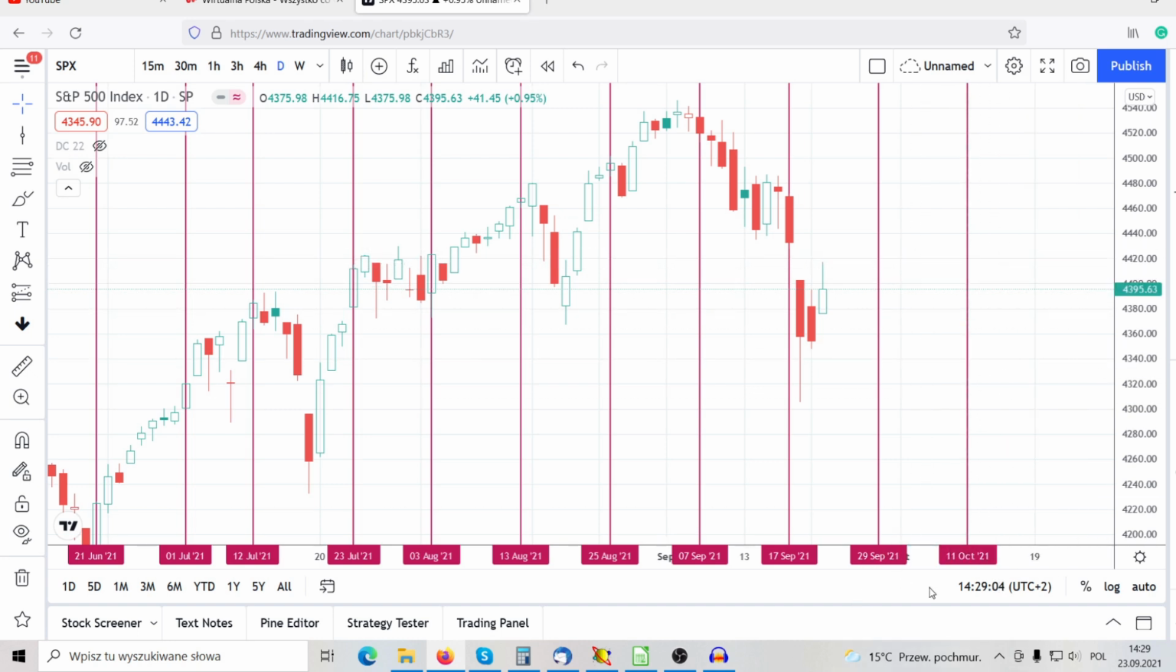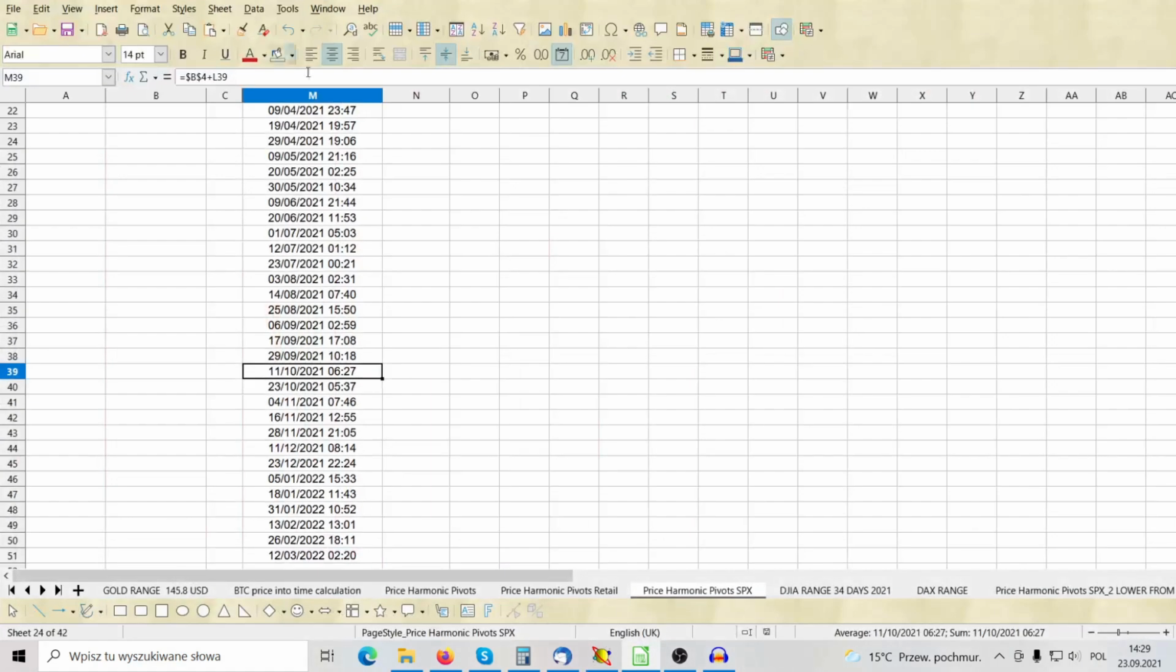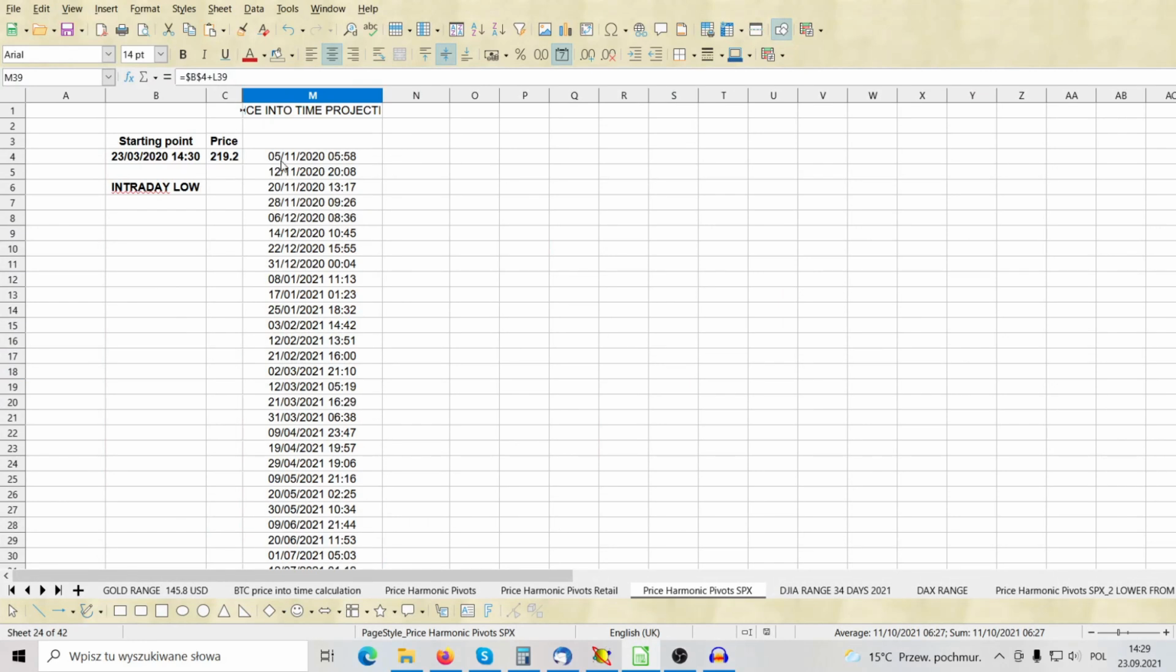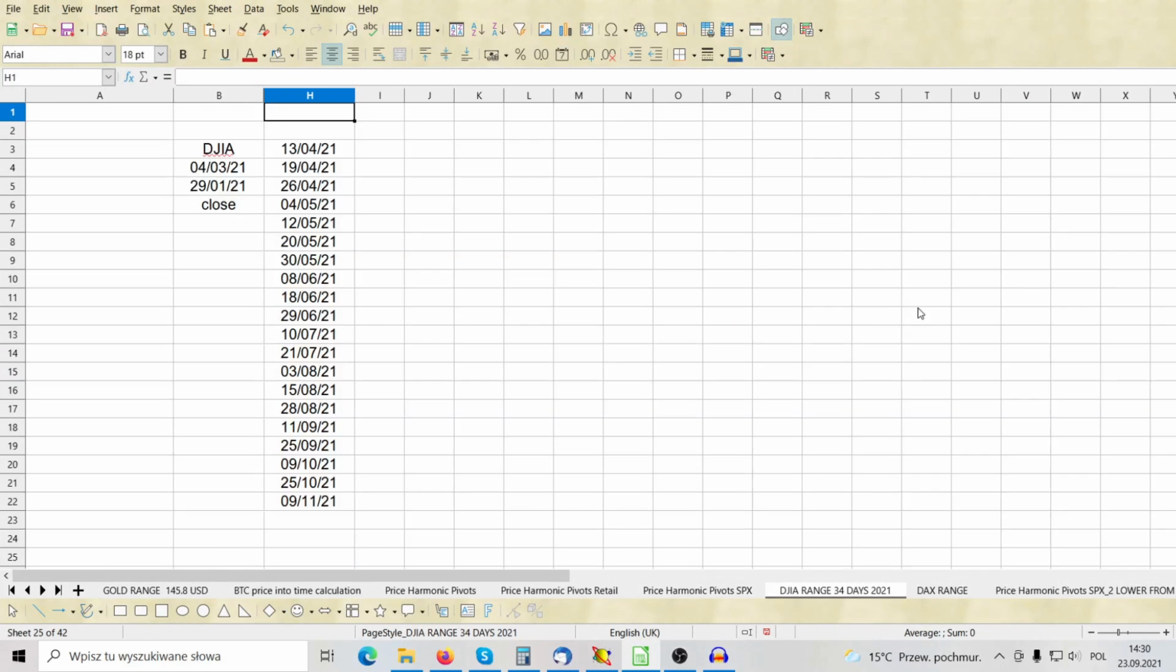And around 29th September and 11th October. And this is all calculated in Excel, I remind you, based on this price. The same story happens with the Dow Jones Industrial Average. In this case, it's been projected the range between top and bottom, which occurred at that date, 29th of January and 4th of March 2021, and the projections are made as it is.